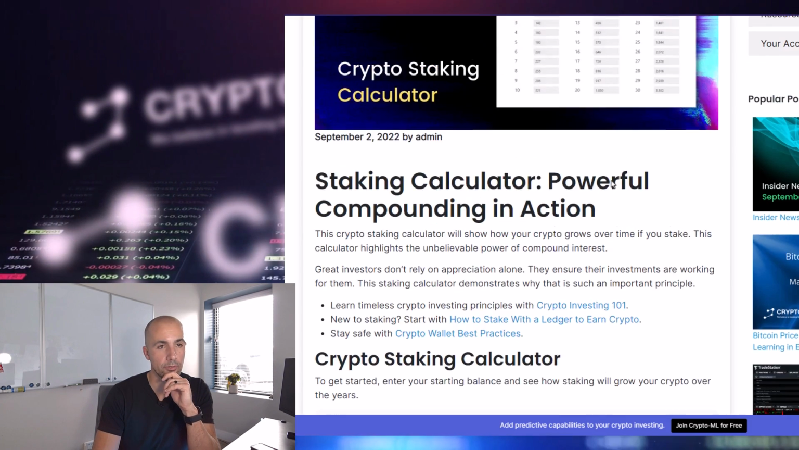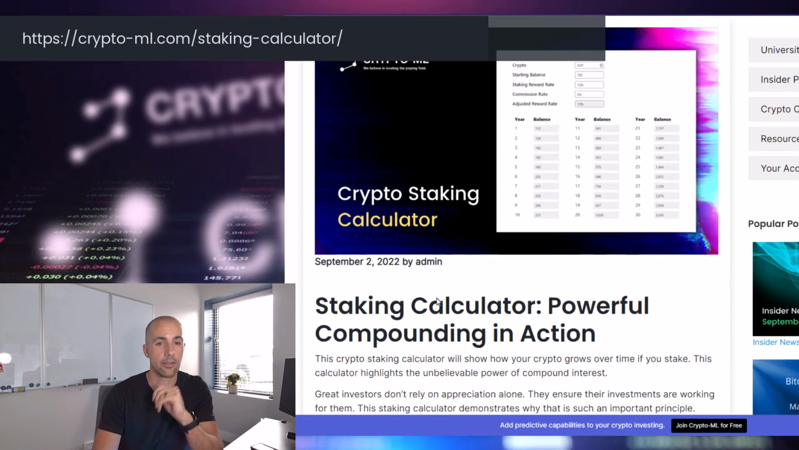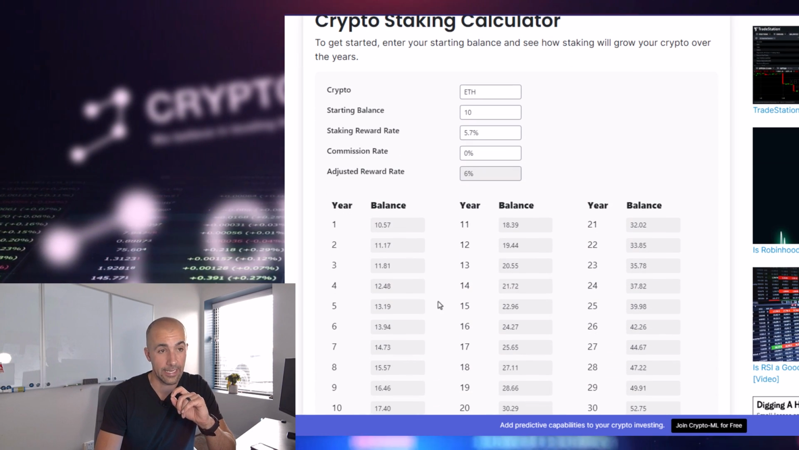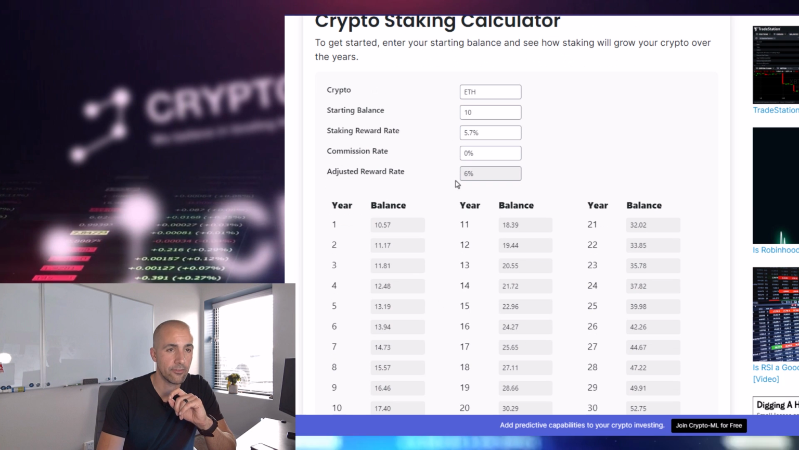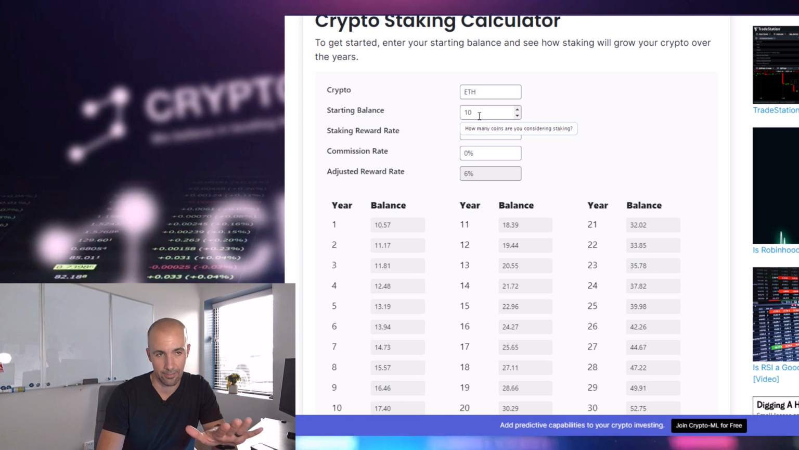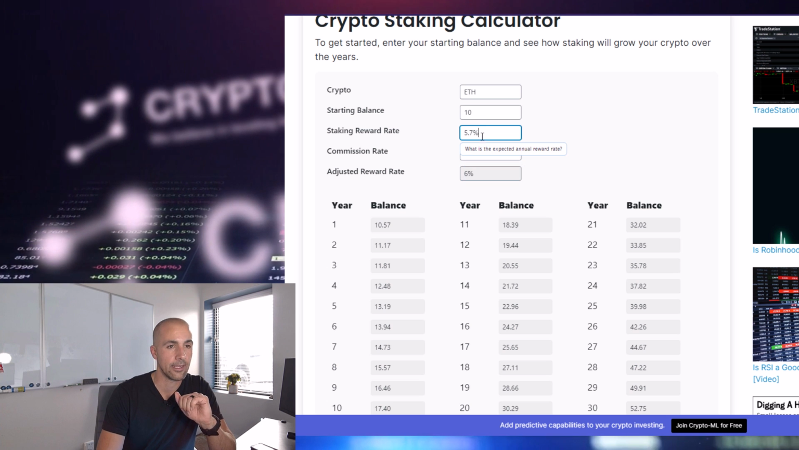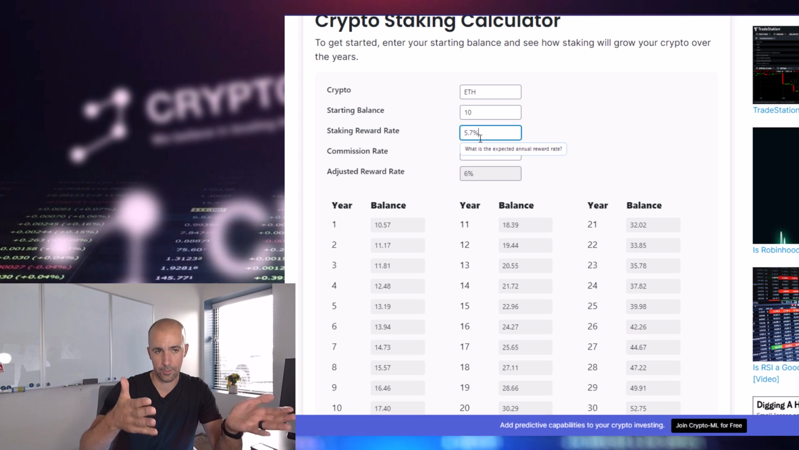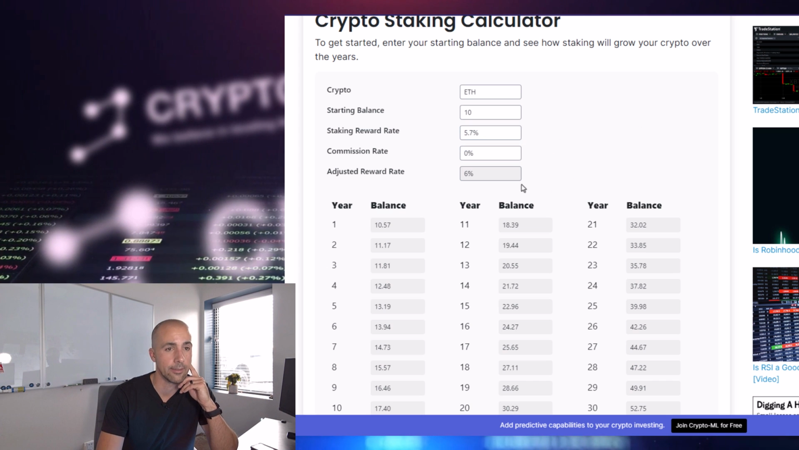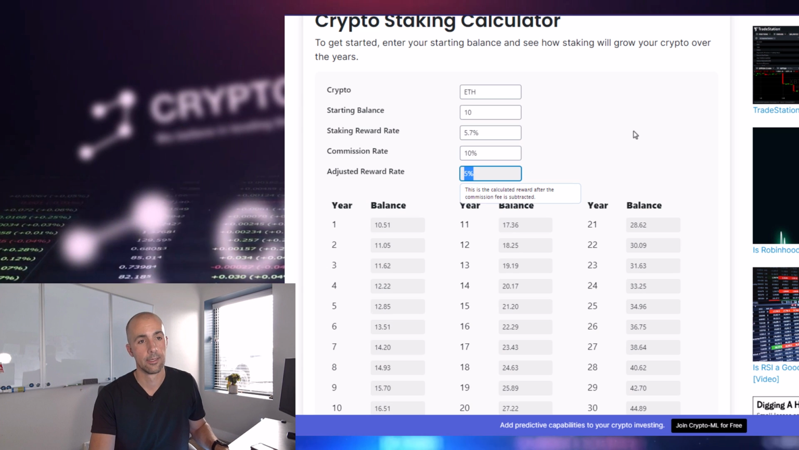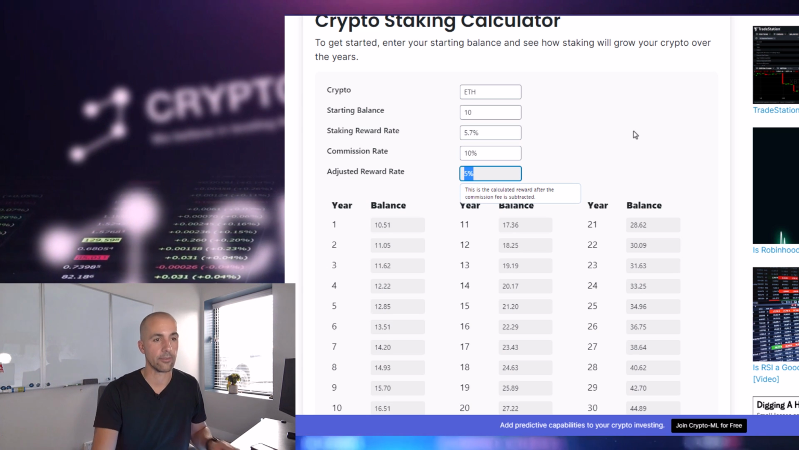So let me hop over to our staking calculator here, and this will help us figure out how much we can actually earn with Ethereum staking. So I have these values put in here. Let's assume we have a starting balance of 10 Ethereum. And the staking reward rate, this is currently the rate paid if we do this through Ledger, and we'll show that in a minute. There is a 10% commission rate, which we'll talk about, so that just comes out of the reward itself.